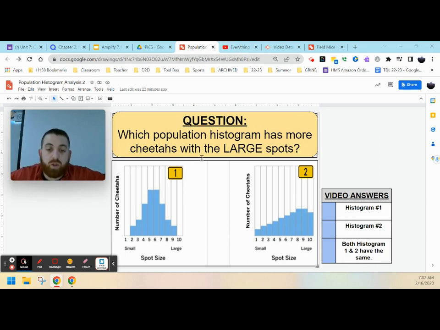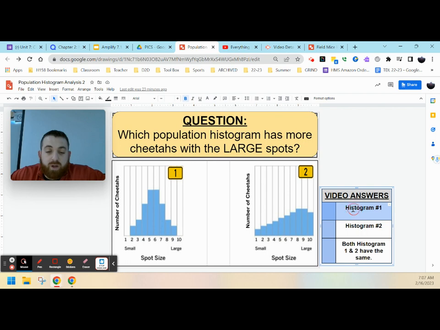We have our last histogram question, which focuses on which population histogram has more cheetahs with large spots. Here in histogram 1, we have the number of cheetahs on the left side and our variations on the bottom. Same with our second histogram, and based on the data in our histograms, we have to decide which one, 1 or 2, shows that there are more cheetahs with large spots.